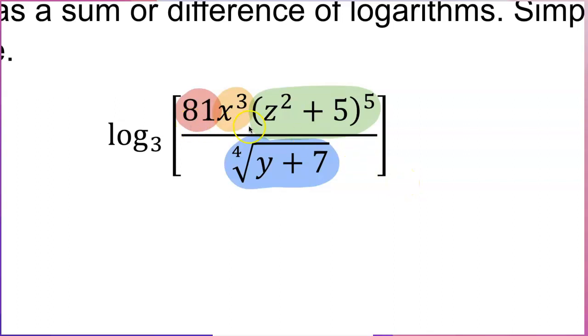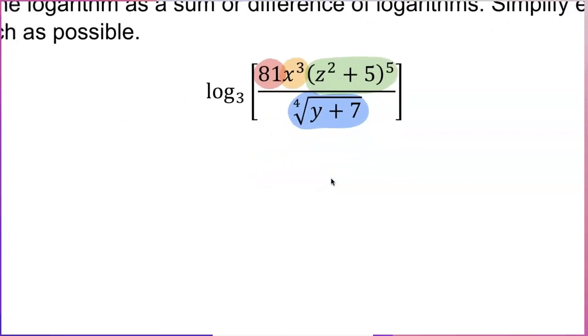Now notice the red, orange, and green, the things on the numerator, they're all on top of the fraction, so those will have positive signs. But the one in the blue, the 4th root of y plus 7, that's in the denominator, right? So when we write it out, this term will have a minus sign. So watch this for me.